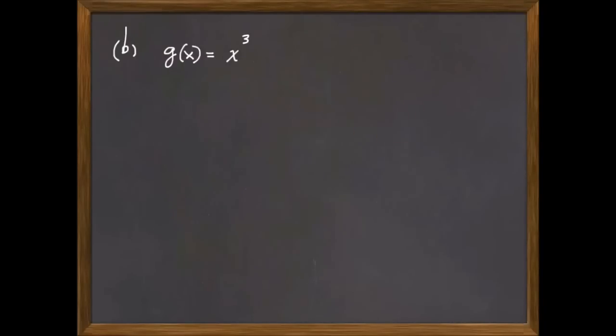Next, let's graph g of x equals x cubed. Try to do this yourself. Pause the video if you can, and then try to figure out the table of values to plot and then try to graph it yourself. I'm going to try to use the same set of points here to illustrate. Start with the point 0. If I cube 0, I would still get 0.